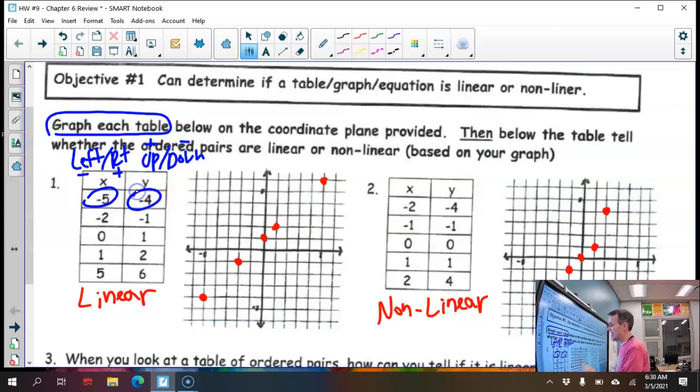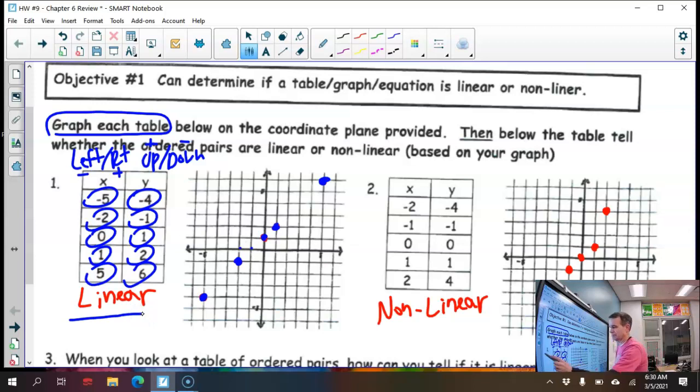I'd go left 5, down 4. So 1, 2, 3, 4, 5, 1, 2, 3, 4 puts me there. Then I'd go left 2, down 1, and that puts me there. Then I'd go left 0, up 1, which puts me here. Then I would go right 1, up 2, which puts me here. And right 5, up 6, puts me there. And it looks like those points all line up in a straight line, therefore it is linear.